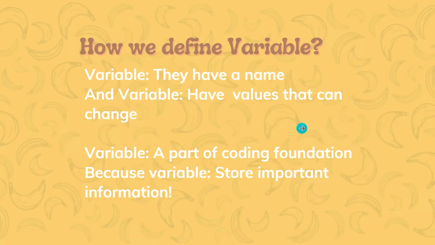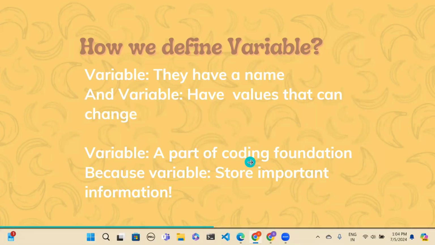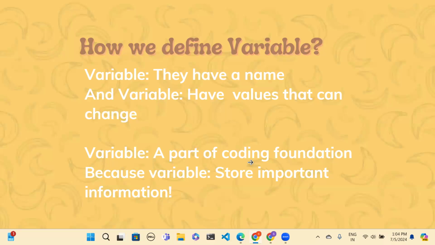Let's define the variable. What is a variable? They have a name. Variable name is like a bucket. They have a name and the bucket has values that can be changed. The value of the variable can be changed, that is the concept.